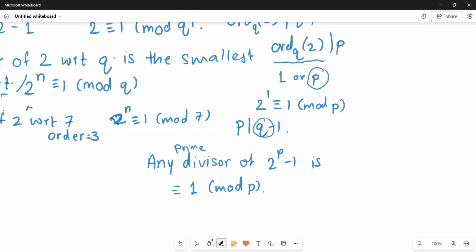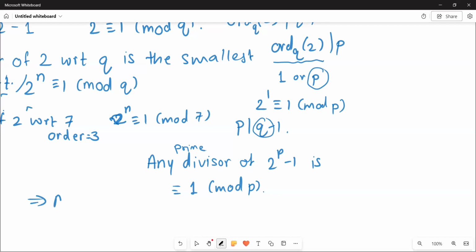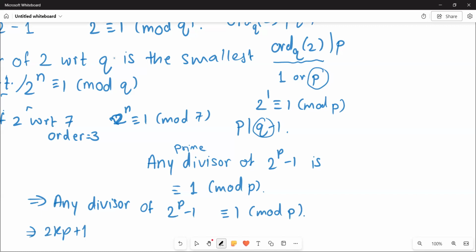So this implies any divisor of 2 to the power p minus 1 is congruent to 1 mod p. And to be odd implies it is of the form 2kp plus 1. And so we are done.